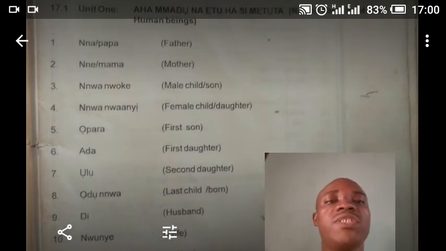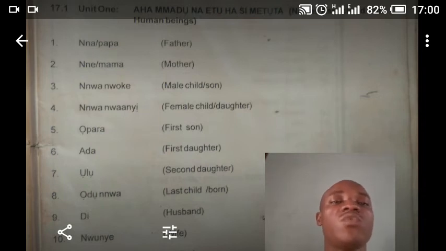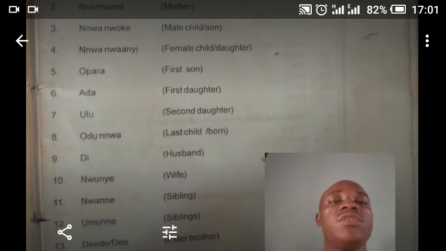We have number one there, which is what? Nna. If you don't call it Nna, you call it Papa. That means father. We have the second one, Nne or Mama. In English, it's called mother. The next one is Nwa. Nwa Nwoke, which is male child or son. We have Nwa Nwanyi, which is female child or daughter. We have Opara, which is first son. We have Ada, which is first daughter.